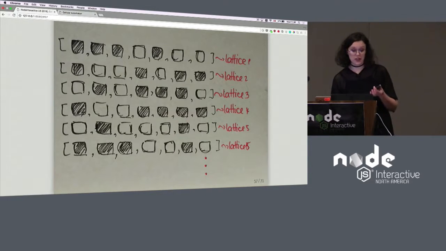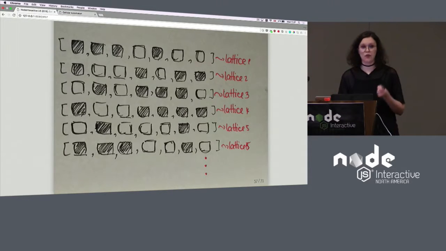And so given a particular, so if we look at the first lattice or the first array, given that my neighborhood is 1, 1, 1, 1, the second cell in the second lattice, given a particular rule, would change based on that particular neighborhood. So I'm able to match those up.